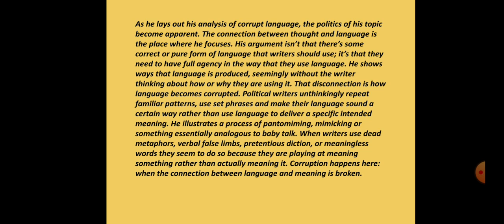So Orwell identifies a catalogue of swindles and perversions which he classifies as dying metaphors, operators or verbal false limbs, pretentious diction, and meaningless words. So these are the reasons responsible for the decline of the English language. And then he elaborates about these different reasons: what dying metaphors are, what verbal false limbs are, what pretentious diction is, and also meaningless words.